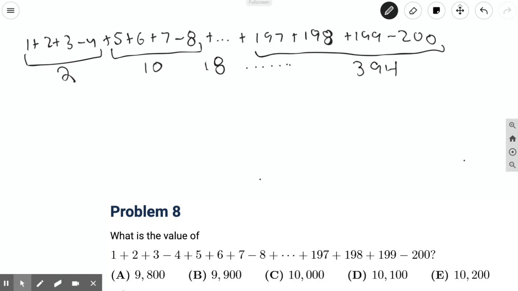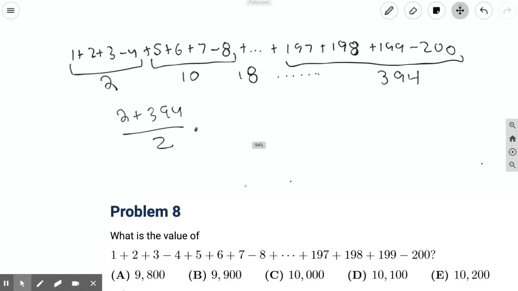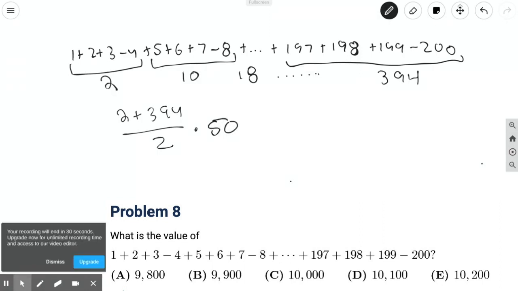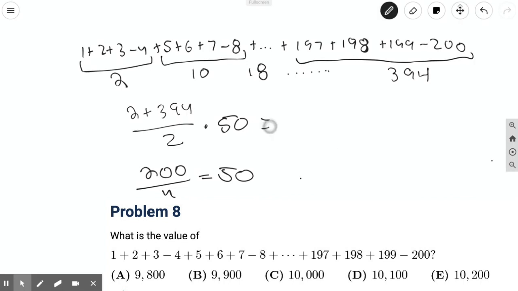So the way we can sum this is by taking the first number, adding it to the last number, dividing that by 2, and multiplying by the number of terms. In this case, the number of terms would be 50. And that is because we are grouping the terms into 4s. And if there are 200 terms, then that would make 50 groups. So therefore, multiplying all of this out gives us an answer of 9,900, which is also answer choice B.